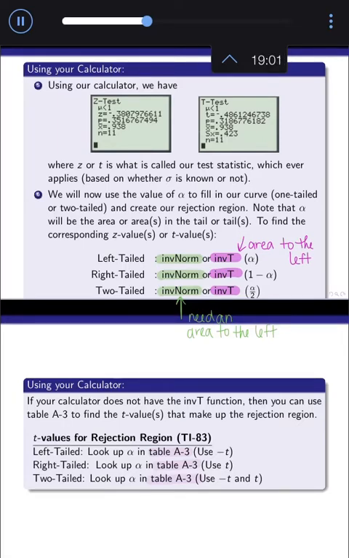But there is another option. If you do not have an inverse t in your calculator, you can use the t distribution chart to find the t values as well. Again, the chart does use areas to the left. So either way, whether or not you're using the calculator or the chart, you have to remember that it gives areas to the left. So what table would you use? Well, in your book, it's table A3.